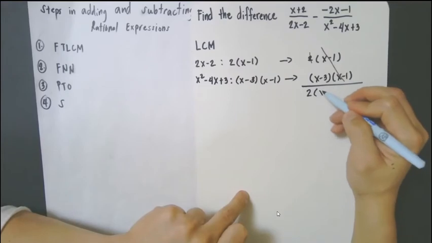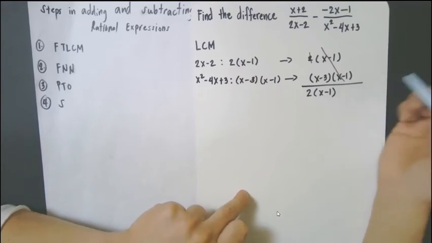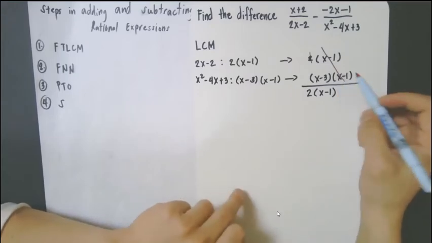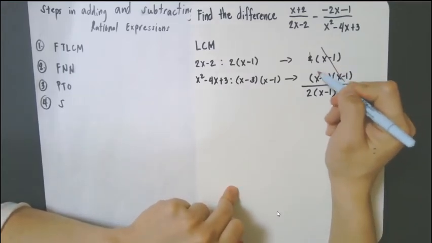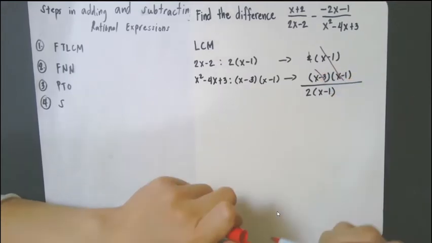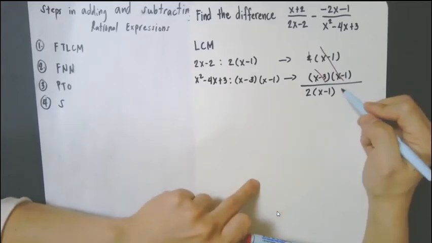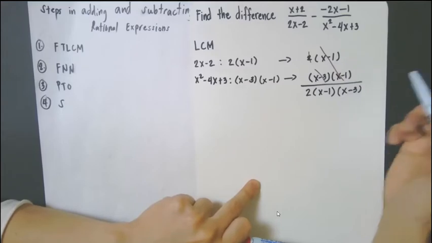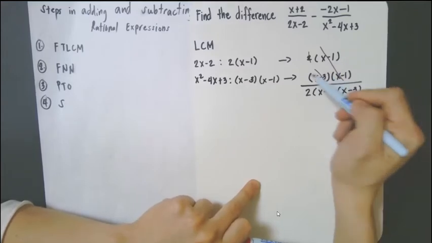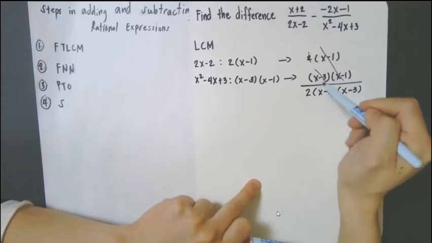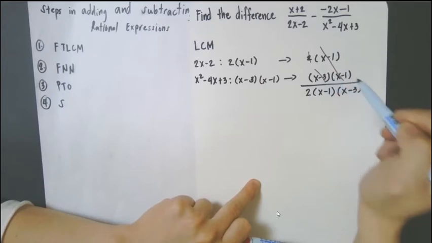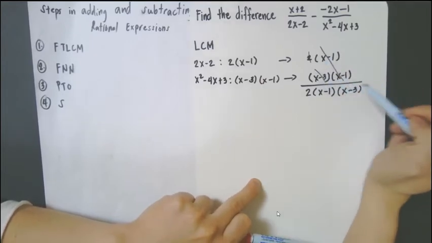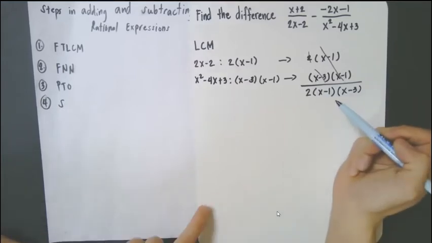Times x minus 1. Now let's go to the second expression. There is one factor left, which is x minus 3. So we'll put a line on it. Now, putting a line on the factors is very crucial, okay? Because you would check from here that you already paired all your factors. So putting a line on the factors would help you not to be mixed up with your answers.